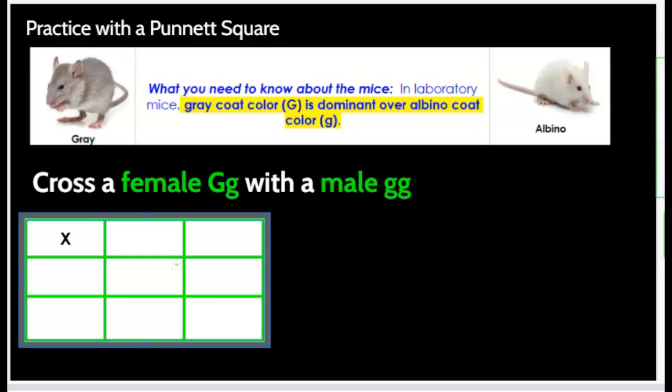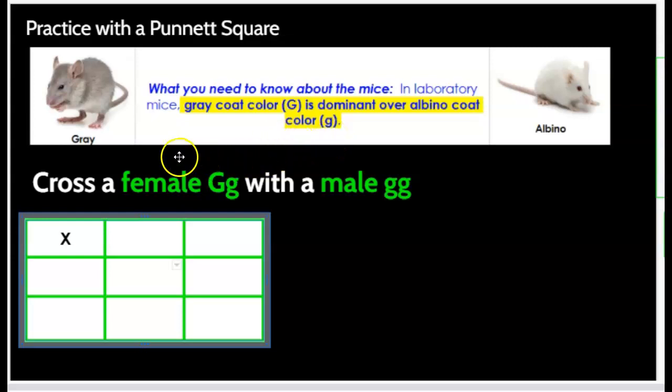Okay, now we're going to practice using the tool, the Punnett square, to predict the likelihood of two parents having an offspring with a specific trait. The first one we're going to look at is laboratory mice. Laboratory mice can either be gray or albino. The gray coat is dominant over the albino coat, and we use a capital G for the dominant allele and a lowercase g for the recessive allele.